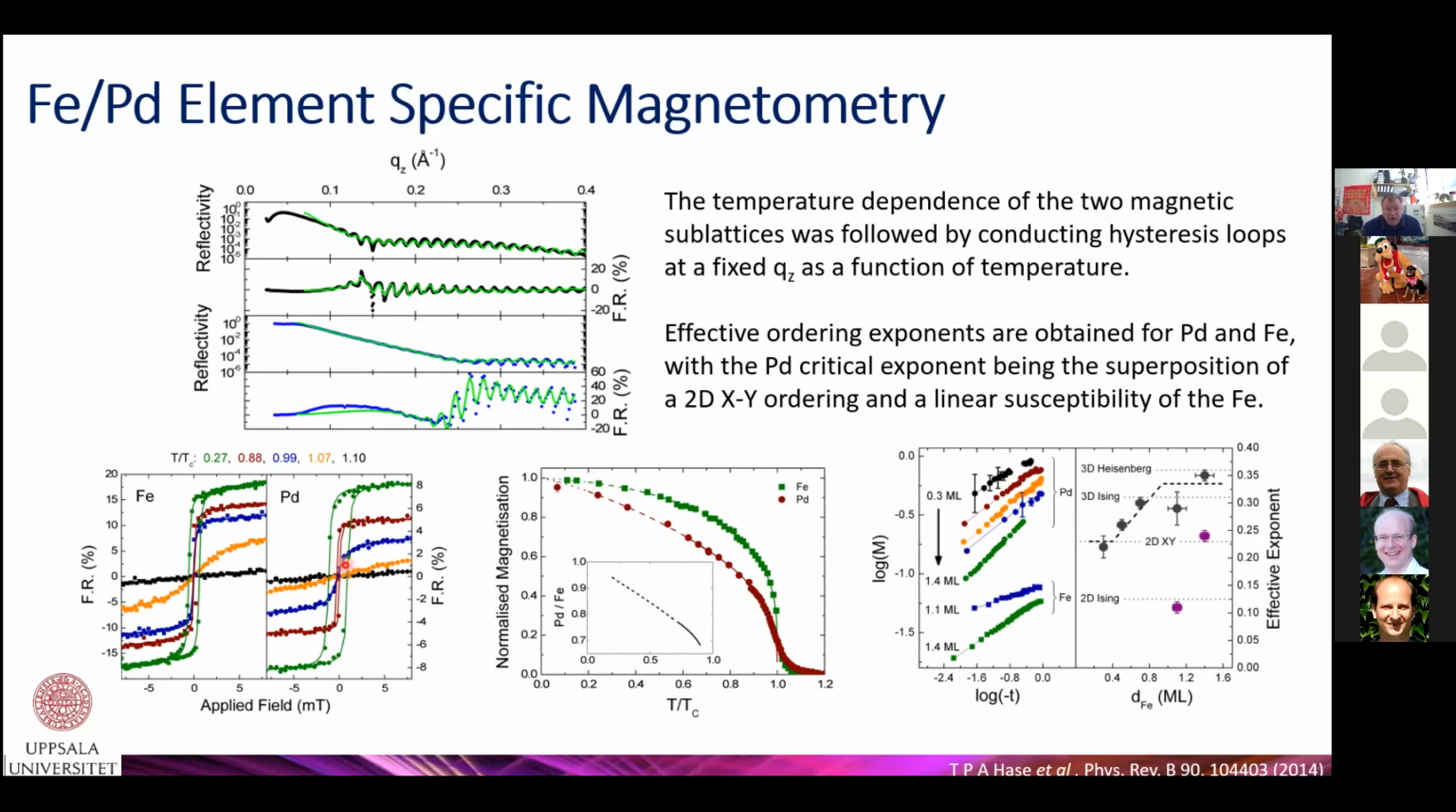And actually, this is quite a subtle system in that the iron is a two-dimensional XY system, and the palladium is also 2D XY, but because of that susceptibility, you get apparent critical exponents that appear to make the palladium look like it's behaving as a 3D material. Again, we don't need to model the absolute magnitude. This flipping ratio is simply proportional to the magnetic moment. We're not getting an exact value for it.